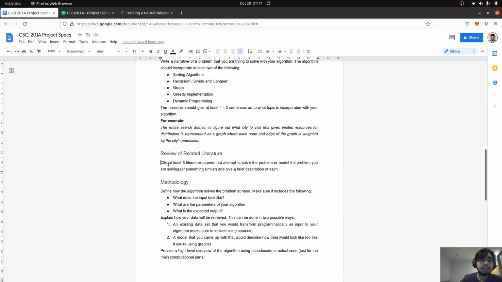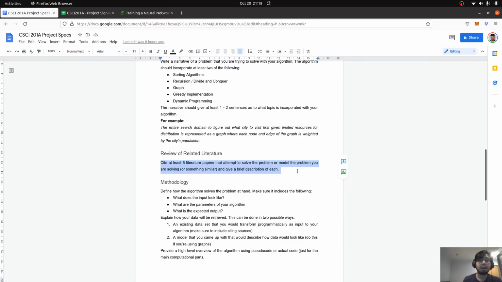For the review of related literature, just cite at least 5 literature papers so that we can add knowledge to the algorithm you are proposing, on something similar. It doesn't have to be a similar problem, but at least the implementation is similar. For example, if you're working on a graph-based problem, try to include papers that have already done some graph-based implementation. Of course, there are classical ones like Dijkstra's algorithm, although you can talk about that as well in terms of analysis, or you can model your problem similar to that. But try to include at least something new.